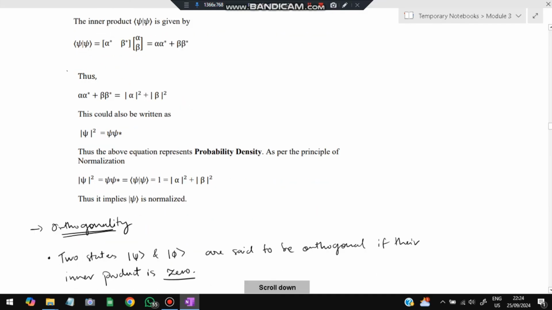As per the normalization, the wave function star times the wave function is equal to the inner product, and that is equal to 1. Why is it 1? Because alpha squared plus beta squared is equal to 1. This implies the wave function is normalized. Okay, so this function is normalized because it is equivalent to 1. These are the few things you need to write if they ask about the probability density.